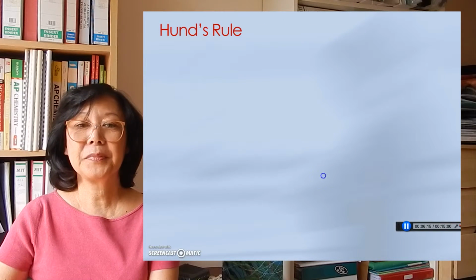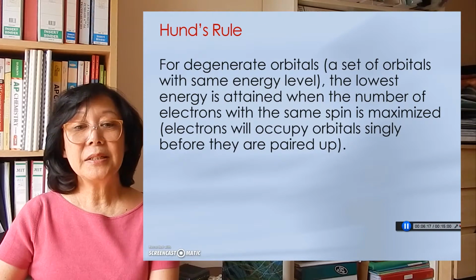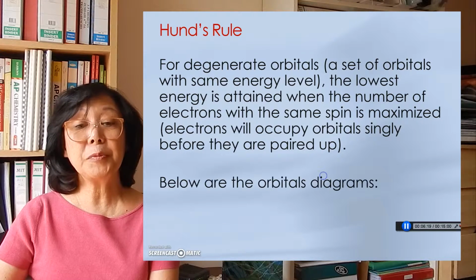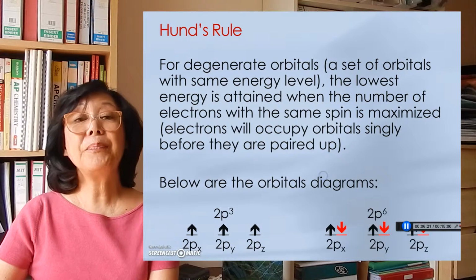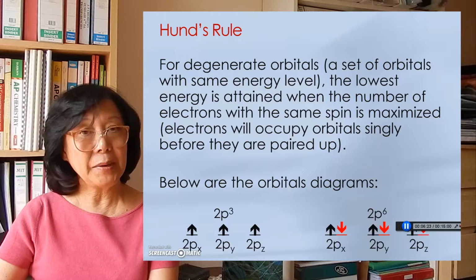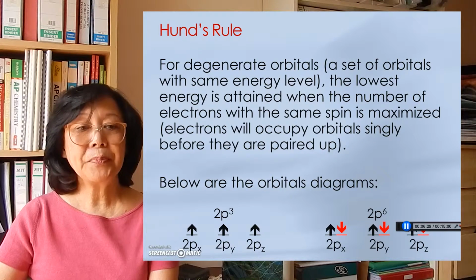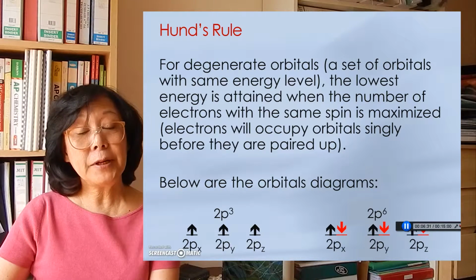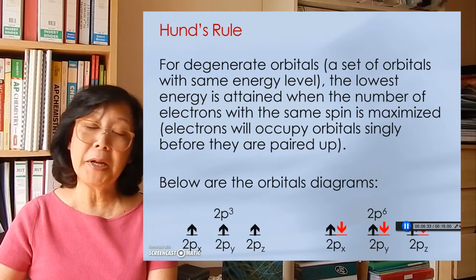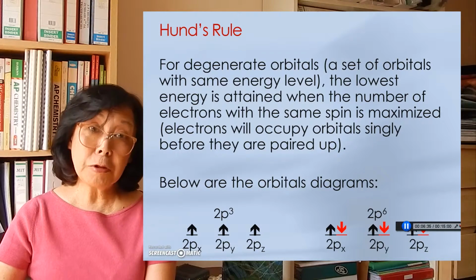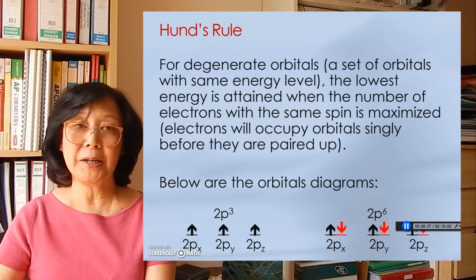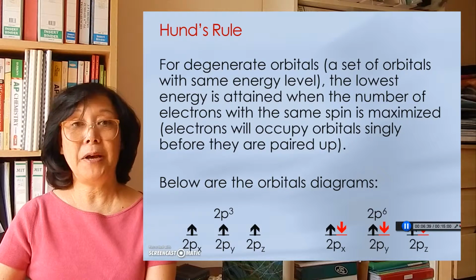Hund's rule basically says that electrons will occupy an orbital one at a time if they are of equal energy, which we call degenerate, before they get paired up. So you look at 2p3, there are 3 orbitals. Not all 3 electrons would go into 2 orbitals. You would fill up one at a time before they get paired up.